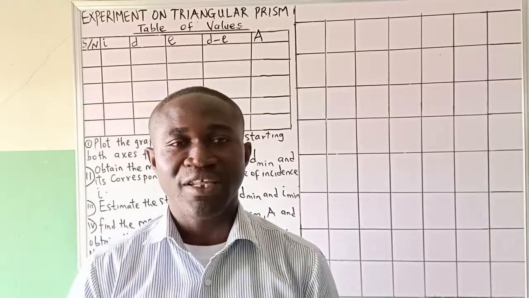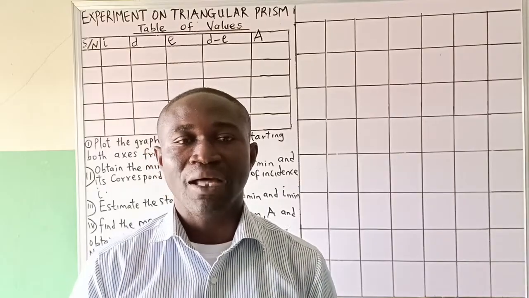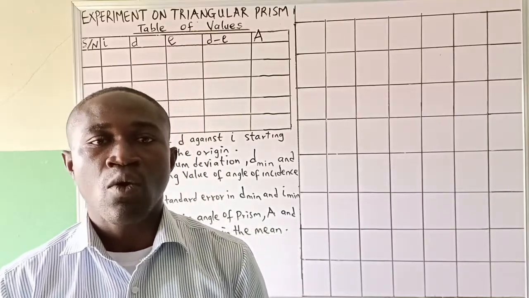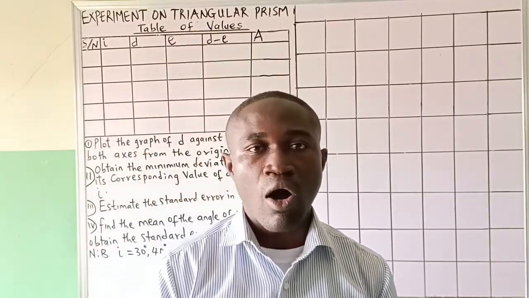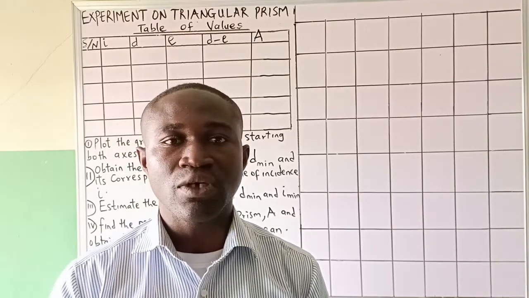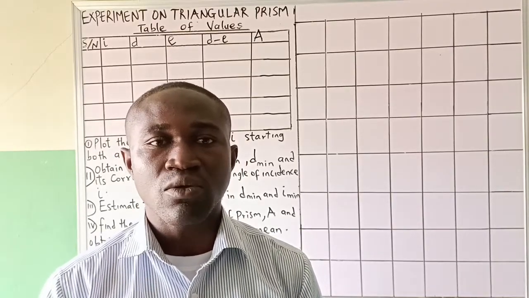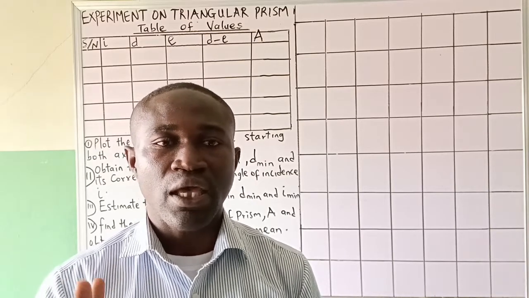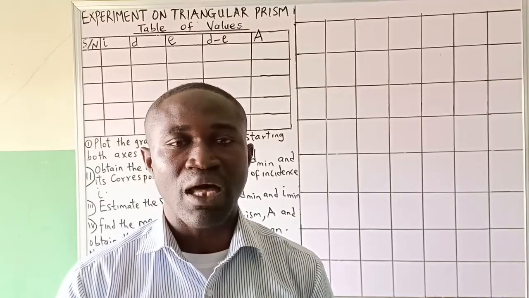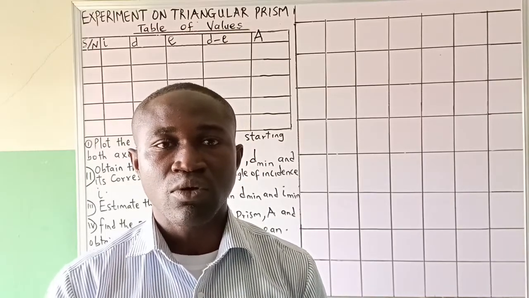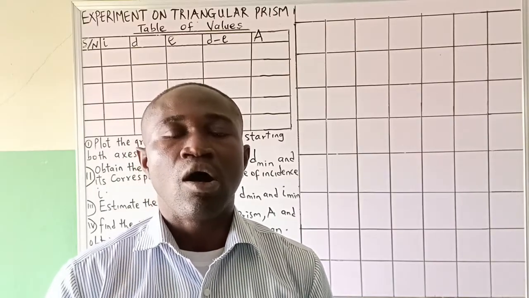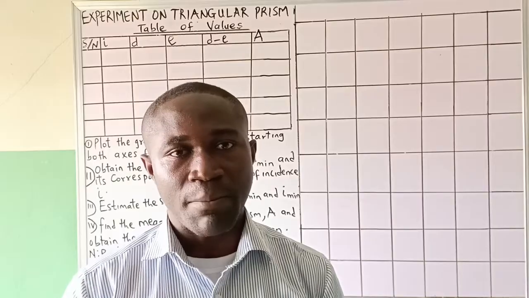In the video before this, we saw part 1 of this experiment on the triangular prism, where we derived all the important formulas we need to use while trying to get our readings without touching the apparatus in the exam hall. And now we want to use those formulas to see how to make our table and plot our graph. Let's see how to apply it.